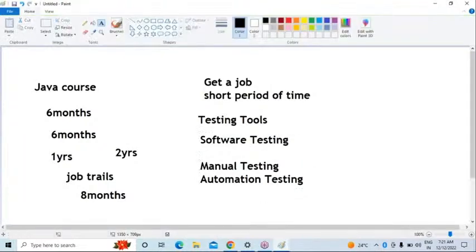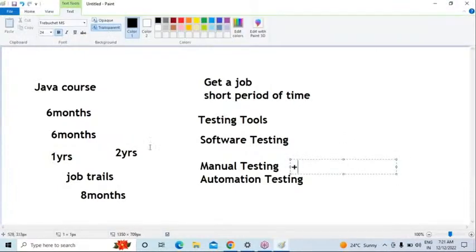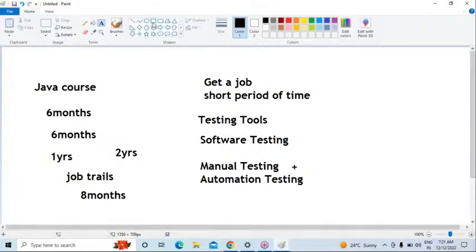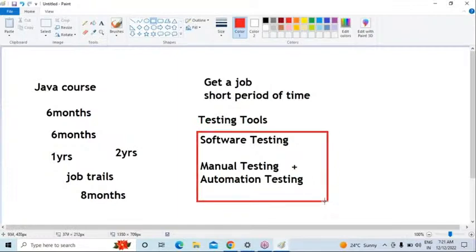So here there is no separate course for automation like that. We include both manual plus automation testing, collectively called the software testing course. Okay.